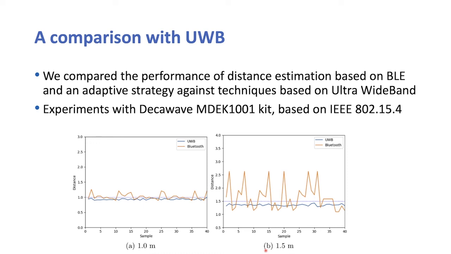And as you can see from the results, ultra-wideband is generally more stable in estimating the distance, and also in the end more accurate than Bluetooth, especially when the distance gets larger, as you can see in this picture.